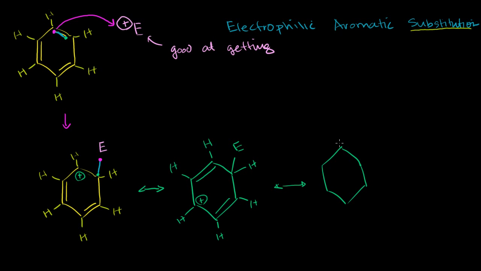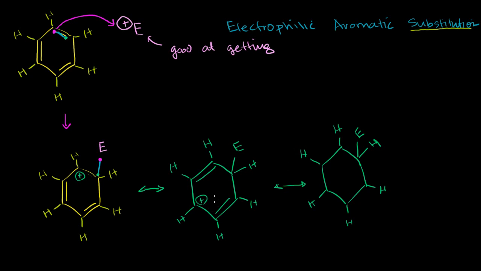Redraw the whole thing. Let me draw all the hydrogens. So right here, you have the E and the hydrogen. You have a hydrogen here, hydrogen here, hydrogen here, hydrogen here. Normally you don't worry about the hydrogens, but one of the hydrogens is going to be nabbed later on in this mechanism. So I want to draw all the hydrogens just so you know that they are there.